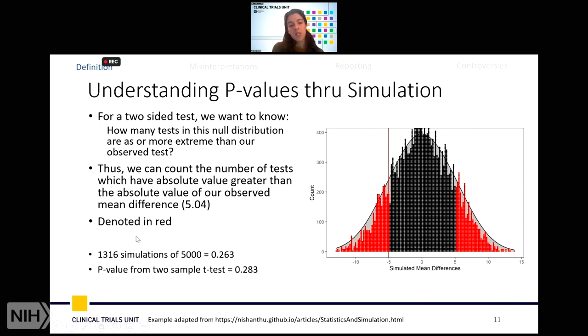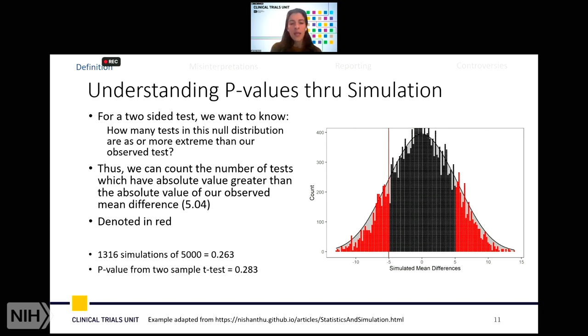And so for this simulation, this ends up being 1,316 simulations of 5,000, which gives us a simulated p-value of 0.263. And if we just do the usual thing, which is get a p-value from our two-sample t-test, we get a p-value of 0.283. And so we can see those are very close to each other. And so that hopefully gives some intuition as to what these things are and what that strict definition means. I feel like understanding it through simulation is a little bit more helpful, and seeing how this plays out is a little bit more intuitive than just thinking about the verbal definition.